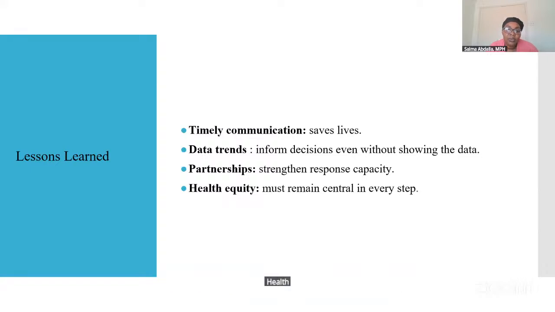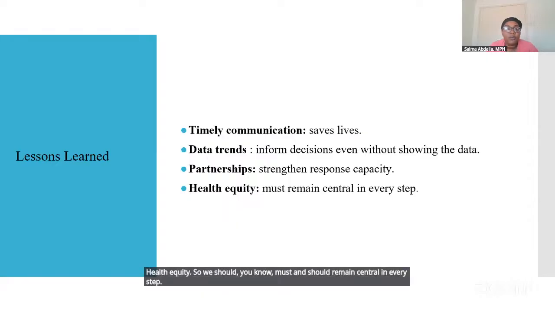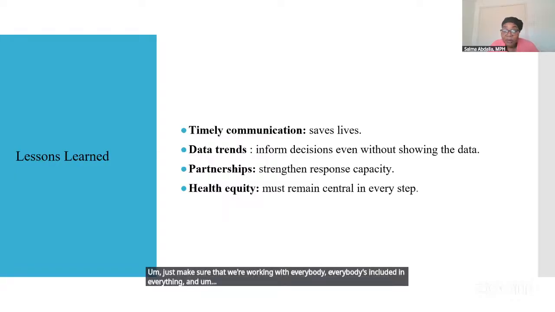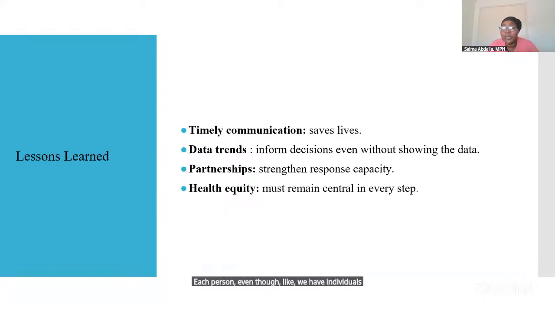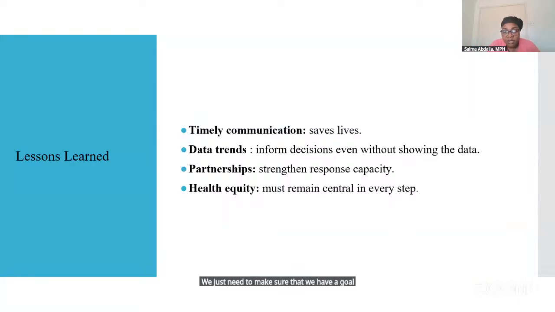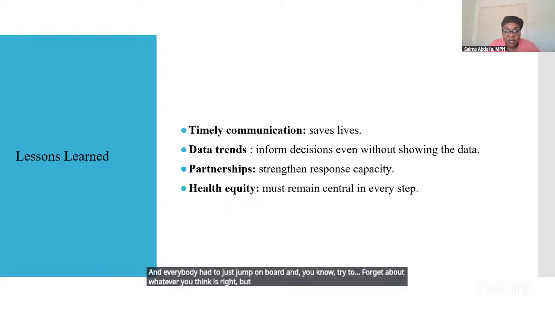Health equity must and should remain central in every step. Just make sure that we're working with everybody, everybody's included in everything, and collaborating with others is vital. I think it's very important that each person, even though we might have individuals who do not agree with a specific thing, we need to make sure we have a goal we are working towards, and everybody has to jump on board and forget about whatever you think is right. Right now, let's focus on this problem and try to all fix the issue.